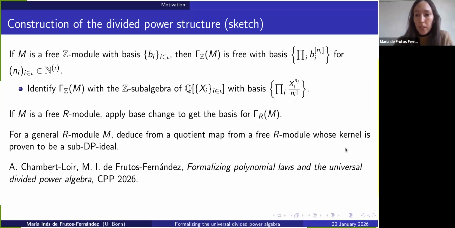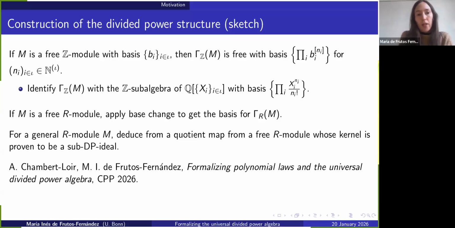And so this part of the story is summarized in a paper that we just presented at CPP last week. So this is formalizing polynomial laws in the universal divided power algebra. But in this paper, we were not telling the full story because at that point, we had formalized part of the constructions of divided powers.